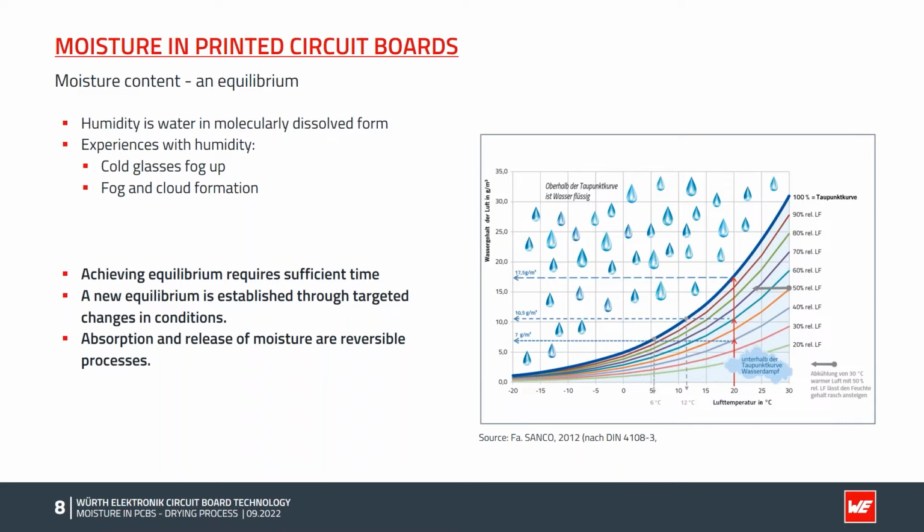If we are regarding PCBs, we are not talking about minutes or hours. We are more talking about weeks and maybe years. So that's a long process to reach an equilibrium. And a new equilibrium is established through targeted changes in conditions. So it all depends on the conditions of the surroundings. And absorption and release of moisture, or drying, are reversible processes. So that's also important to see. If you want to dry, that's our topic of today's webinar, we have to change the conditions around the PCB. And then it takes time, and it's always an equilibrium we are talking about after the time of the changes.